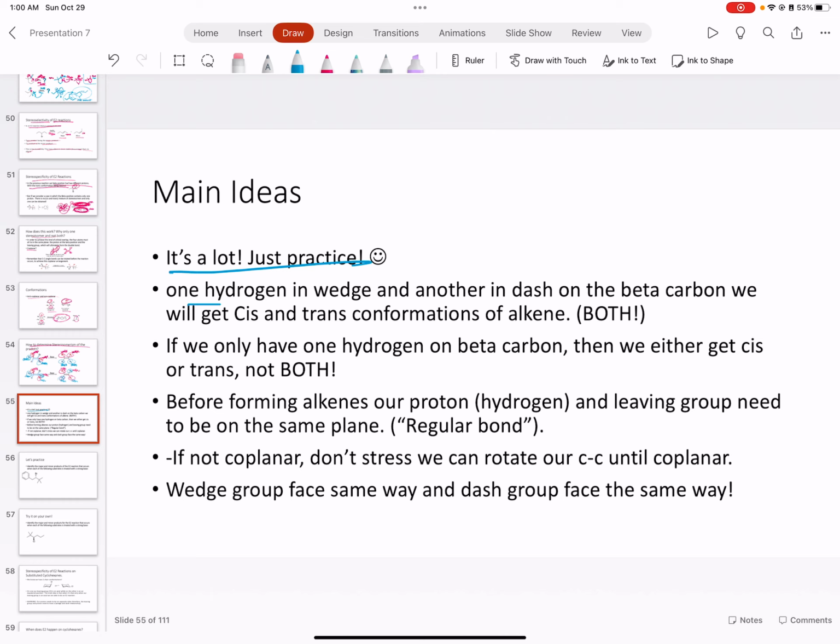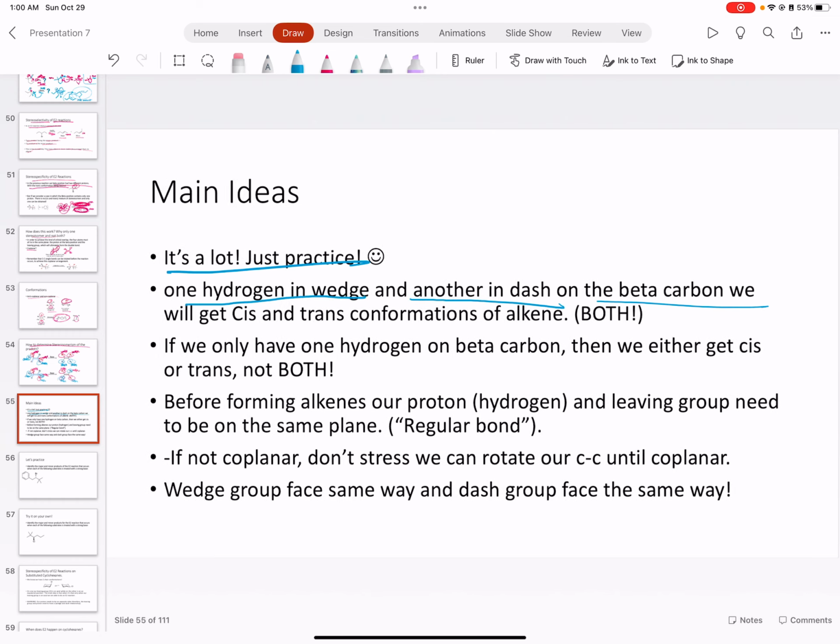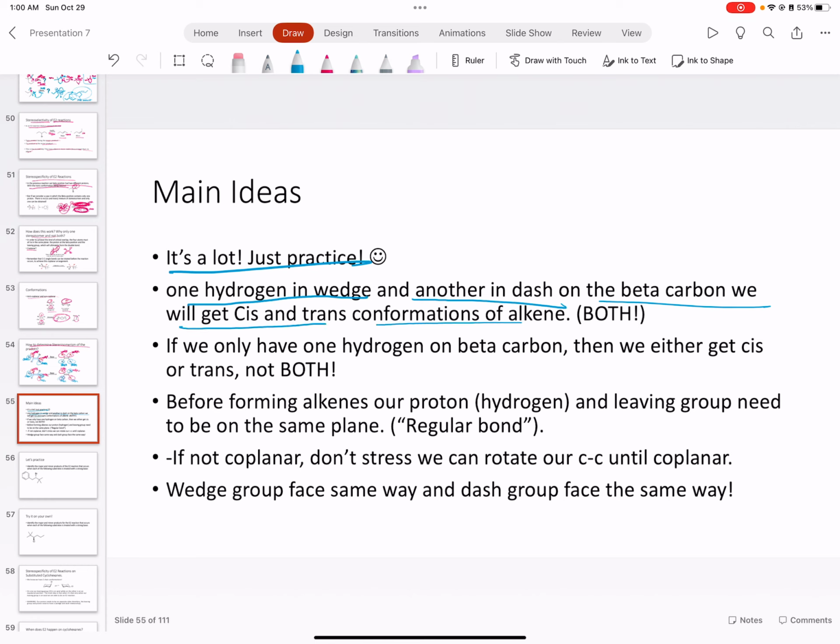So then one hydrogen in a wedge and another in a dash on the beta carbon will get cis and trans conformations of the alkene, or both. If we only have one hydrogen on the beta carbon, then we get either cis or trans, not both.